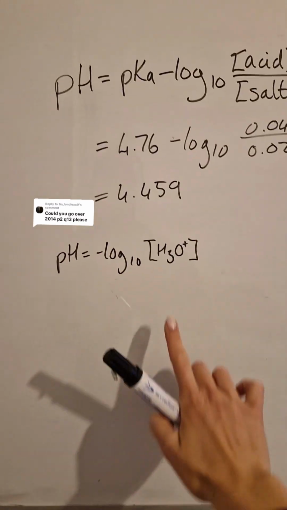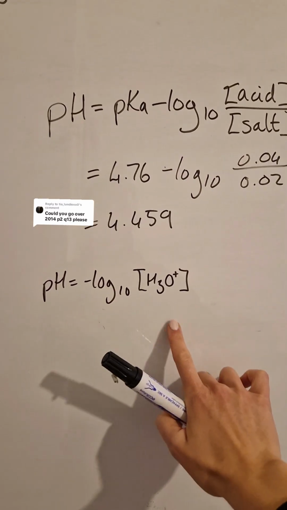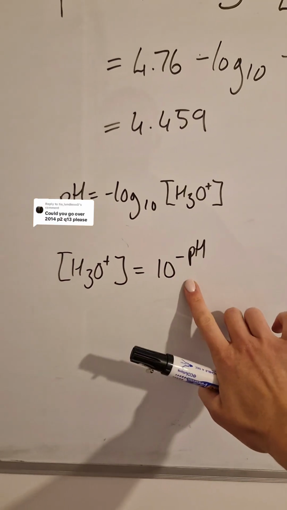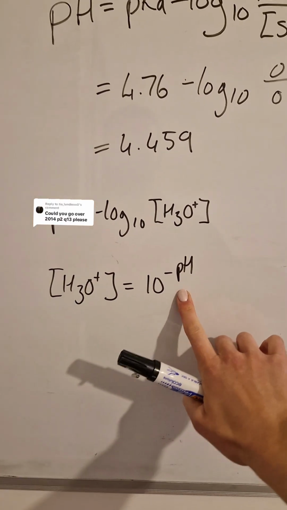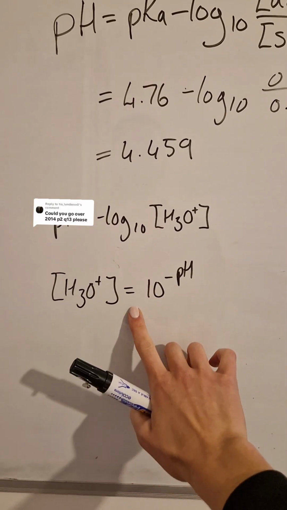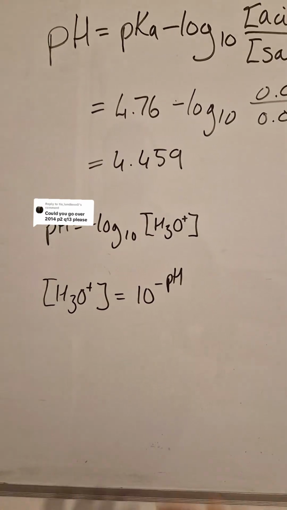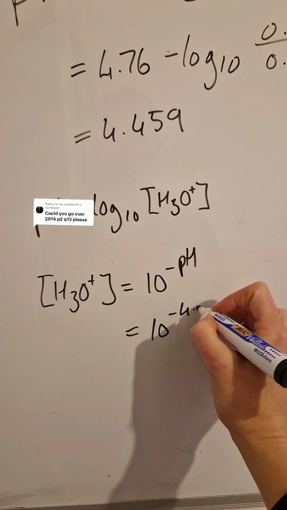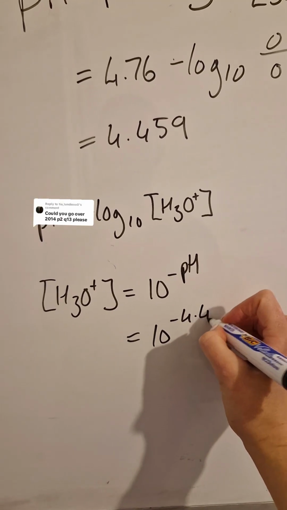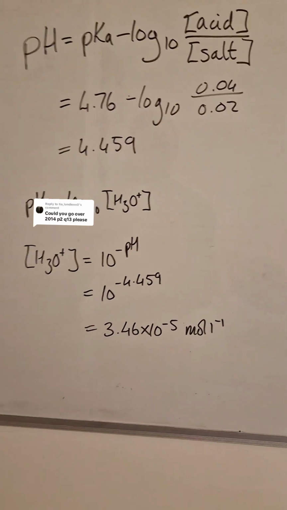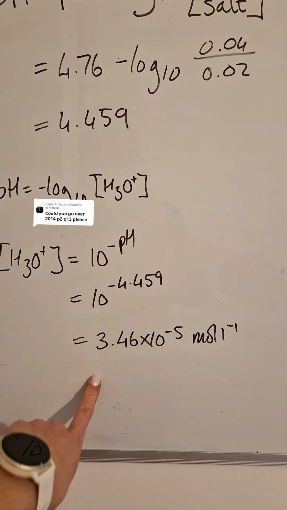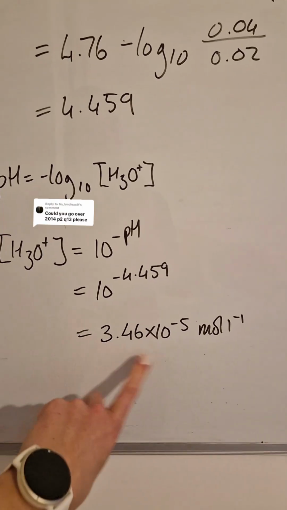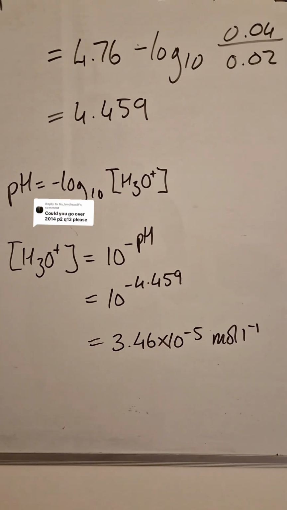Now we just need to rearrange this equation to be able to use the pH to work out the hydronium ion concentration. This one isn't given to you in the data booklet, so it's probably a rearranged equation that's worth remembering, but the hydronium ion concentration is equal to 10 to the power of the minus pH. So if we put our pH that we've just calculated into here, that'd be 10 to the power of minus 4.459. This then gives you the final answer of 3.46 times 10 to the minus 5 moles per litre, or you could round it to 3.5 times 10 to the minus 5 moles per litre.